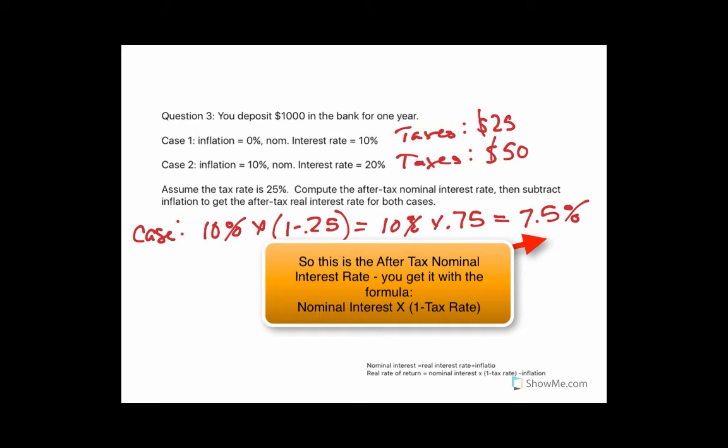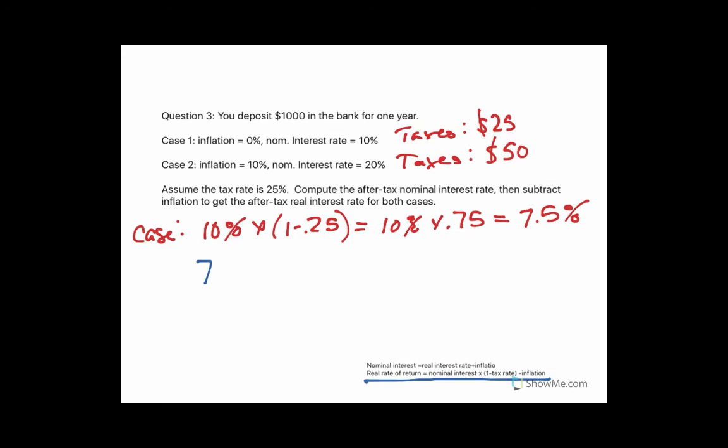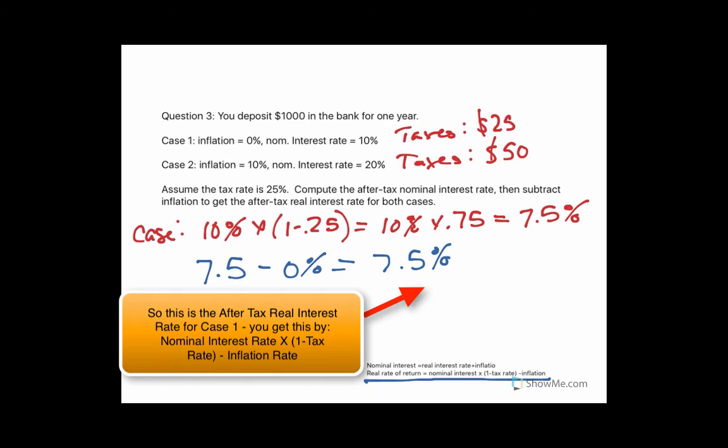Now to find the after-tax real interest rate, we use this formula down here, which says that you take the nominal after-tax interest rate of 7.5% and subtract inflation, which in this case is 0, and you get 7.5% again. So since there's no inflation, the nominal interest rate is the real interest rate in this case.